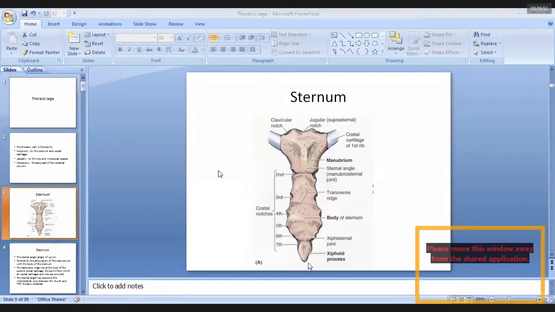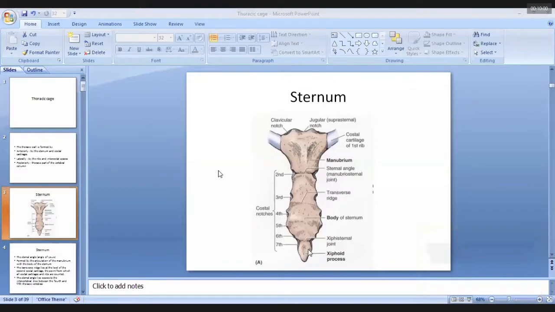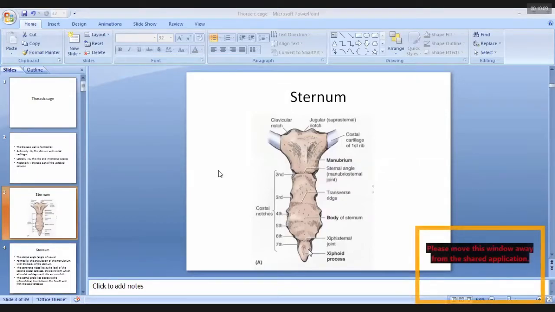Then the third part of the sternum is known as the xiphoid process. The xiphoid process is a smaller process that lies at the inferior part of the sternum. This part, the xiphoid process, is first cartilaginous in neonatal life, then in adult life it becomes ossified. So these are the different parts and features of the sternum: three parts, the manubrium, the body of the sternum, and the xiphoid process.